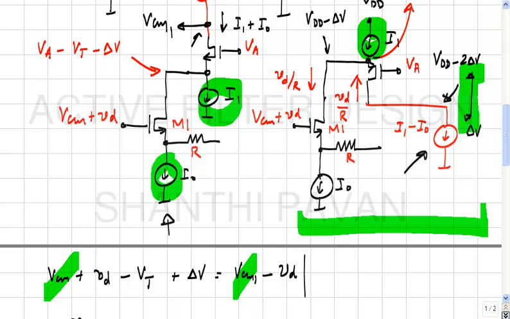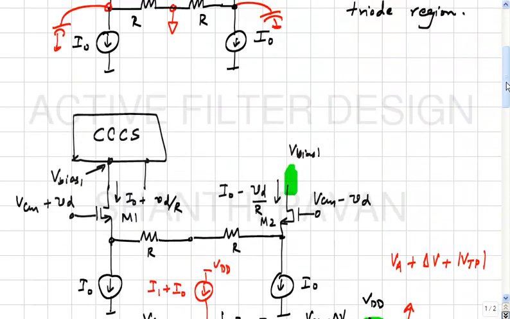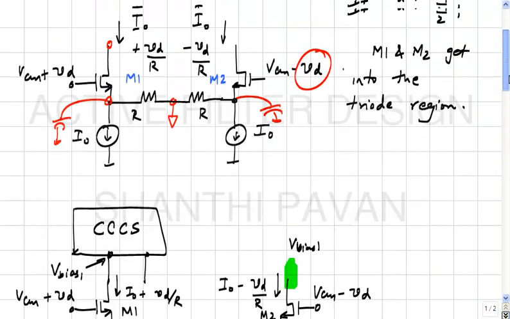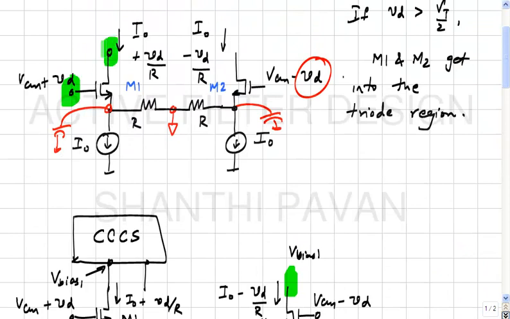Yes, so that was here, right? I mean, that we could manage even here without any problem. These two VCMs can be equal and M1 and M2 will be in saturation. But my VD should be less than or equal to VT by 2.